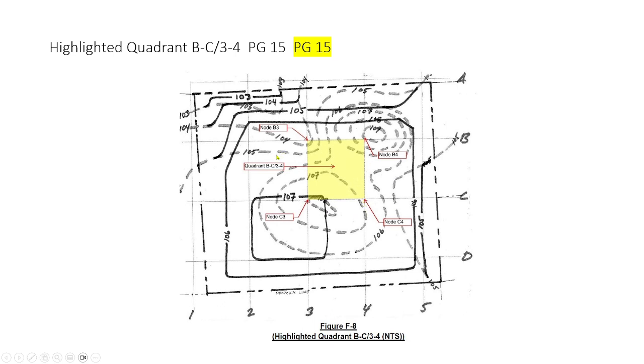But we have this quadrant, and when we have a whole quadrant defined, we will call it BC, slash 3, 4, as this is. Quadrant BC 3, 4: node B3, node C3, node C4, node B4. Okay, let's move on.